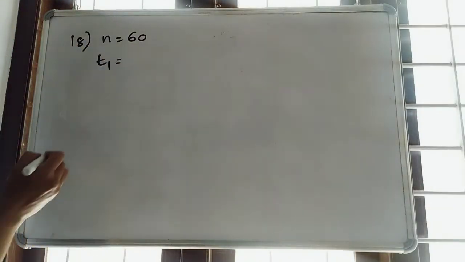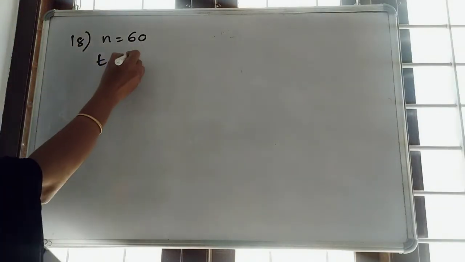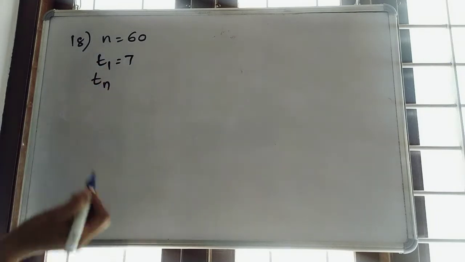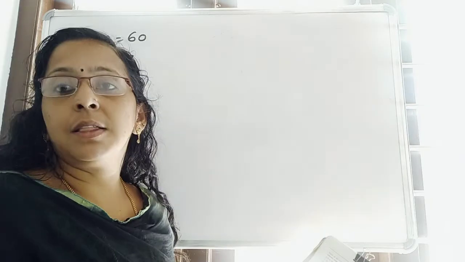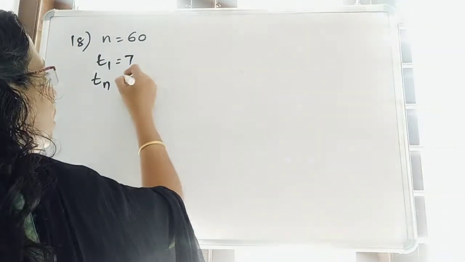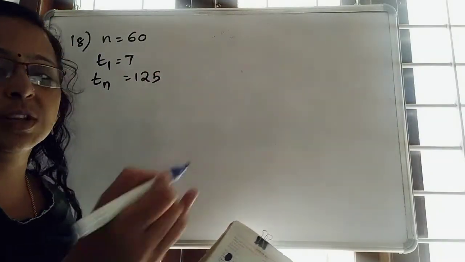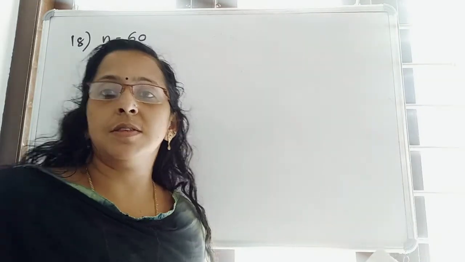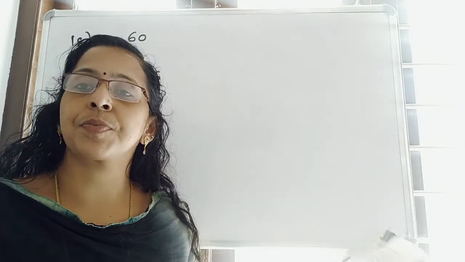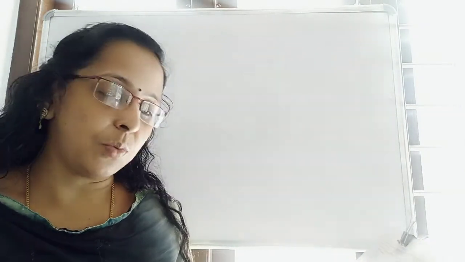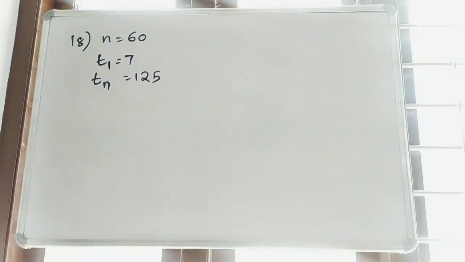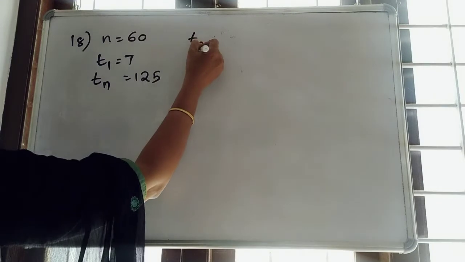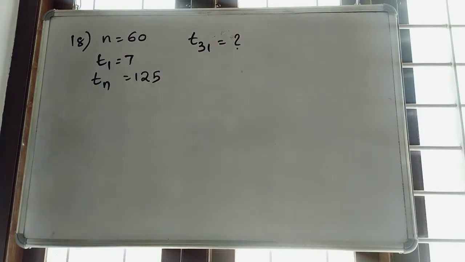So T1 is given as 7, and for the last term we don't know the specific number, so we are assuming the last term as the nth term. The nth term Tn is equal to 125. Find the 31st term. So how can we find the 31st term? The 31st term means T31 we want to find out.